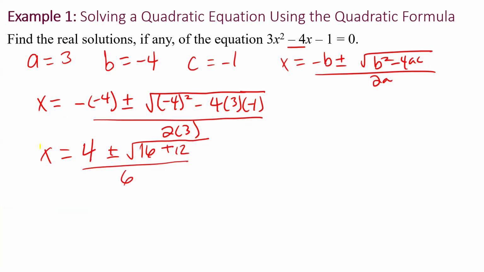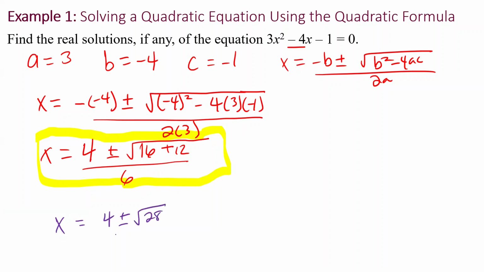Okay, so based on what I have here, I'm going to have 16 plus 12, which is what? 28. So we have x equals 4 plus or minus the square root of 28 all over 6. My discriminant is positive. It is greater than 0, which means I have 2 real solutions.